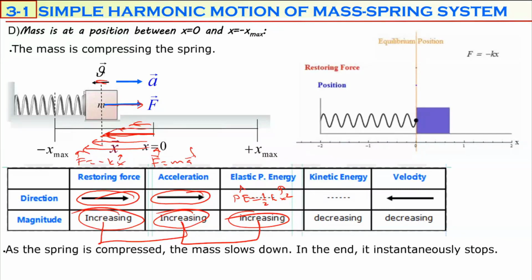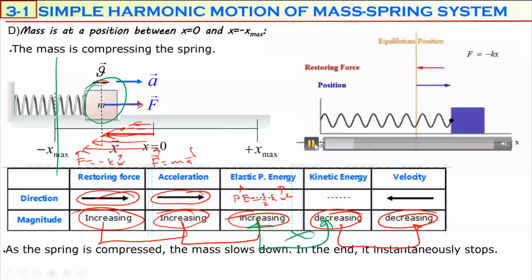By the time the spring slows the object down, what happens? Velocity decreases. If the magnitude of the velocity decreases, according to the kinetic energy equation, kinetic energy also decreases. These two decrease, these three increase. And as usual, elastic potential energy and kinetic energy change inversely. As one of them is increasing, the other one is decreasing. But in the end, what will happen? This object will stop. Where? At this position. It compresses the spring more and more, and then finally the object stops.